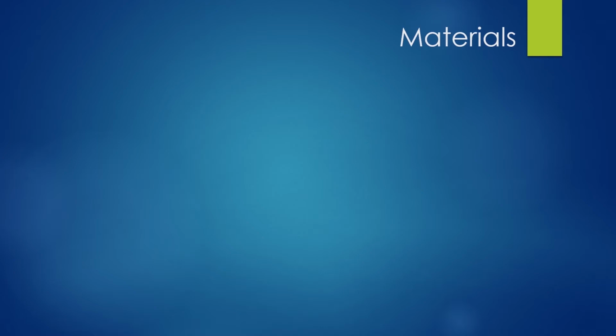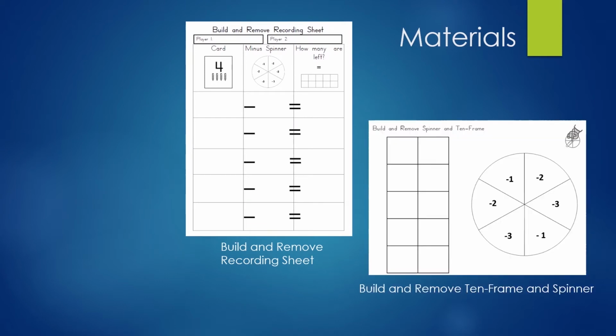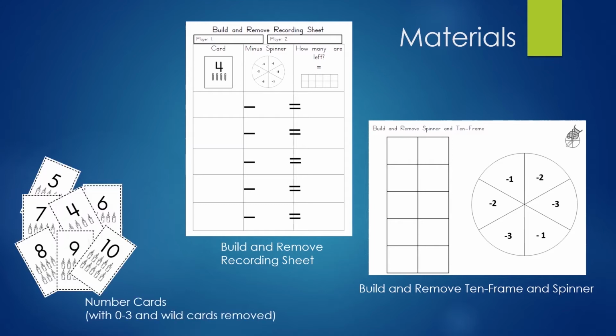In order to play Build and Remove, you will need to gather some materials. The Build and Remove recording sheet and the Build and Remove 10 frame and spinner can be found within your April 27th to May 1st math packet. You will also need the number cards that were included in the April 20th to 24th packet. We used some of the cards previously to play double compare, but for this game, Build and Remove, you will want to take out the 0 through 3 and wild cards. Build and Remove uses only the number cards 4 through 10.